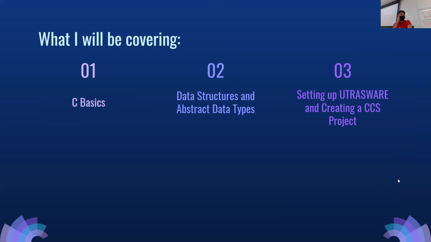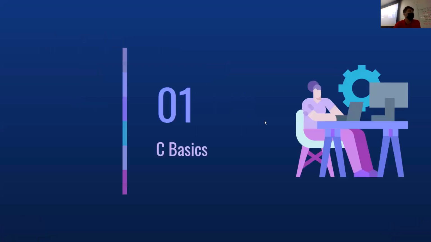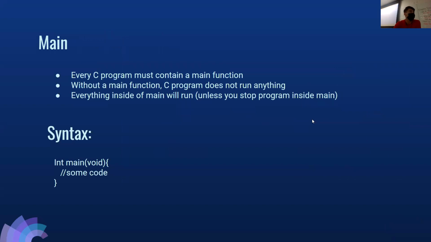And then if I have time, I'll show you guys how to set up the UTR-square, which is a repo, and other libraries you guys can use for programming your robot, and creating a Code Composer Studio project and flashing it to the microcontroller, because I know it's kind of hard. I was trying to figure it out. It took me like 2 hours, but I figured out how to do it. So, all right, C basics.